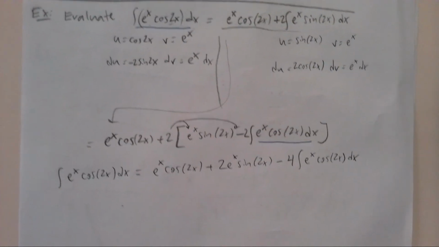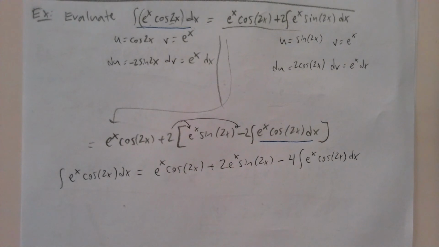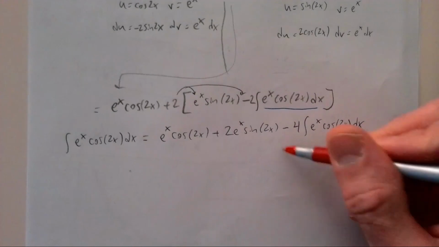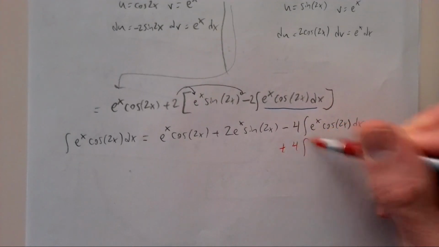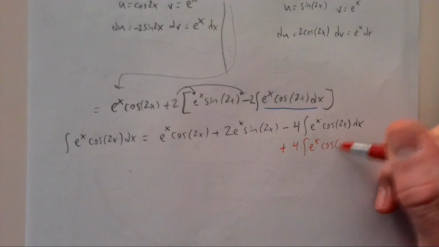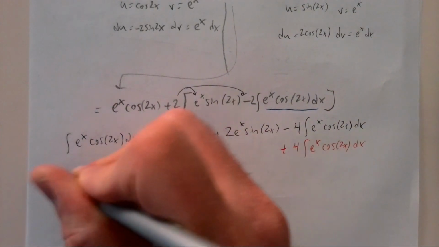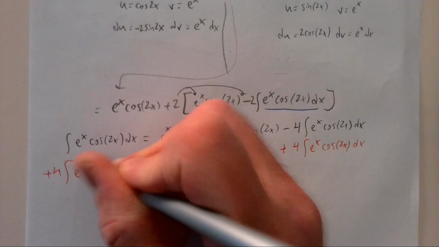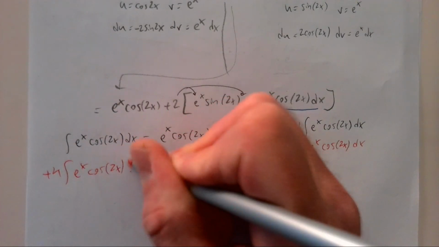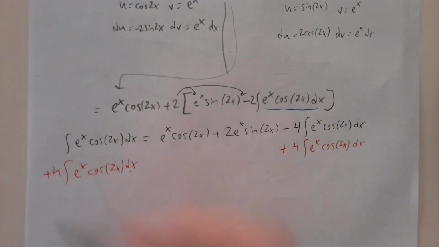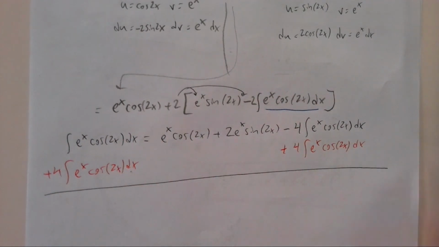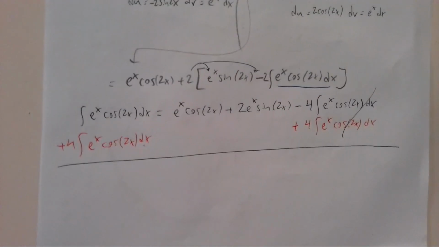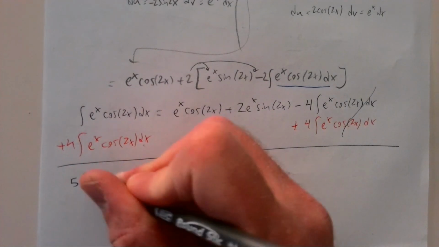Again, you're probably puzzled, thinking, but wait, this equation doesn't make sense. I've got the same thing on both sides. You do, but with different coefficients. So the trick here is I'm going to add this integral on both sides. And those cancel. So now I have 5 of that integral.